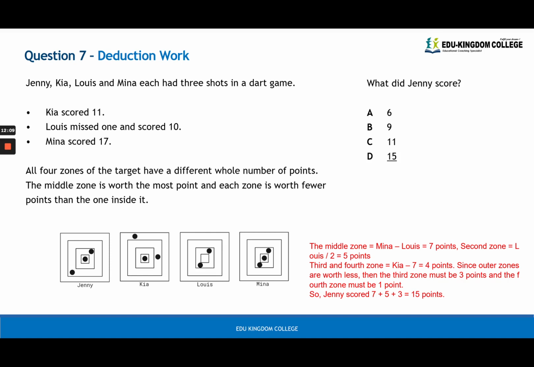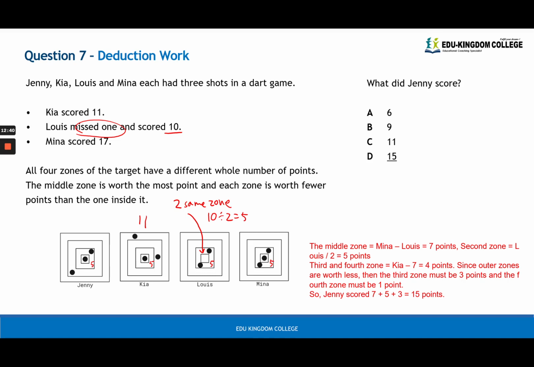What did Jenny score? So we need to try and find how the scoring works. Kia scored 11. Now Louis missed 1 and scored 10. If you see for Louis, he has 2 in the same zone, and both of them must have the same points. So you can do 10 divided by 2, and you get 5. So that means this zone just outside must be worth 5.